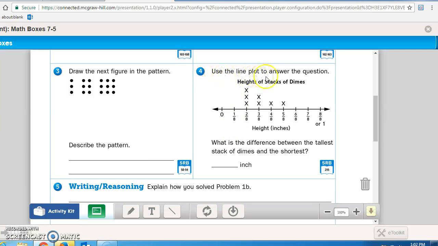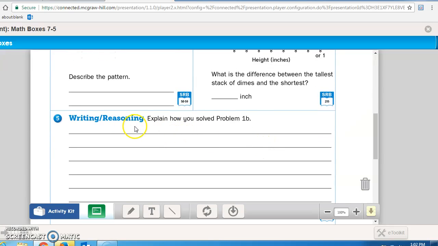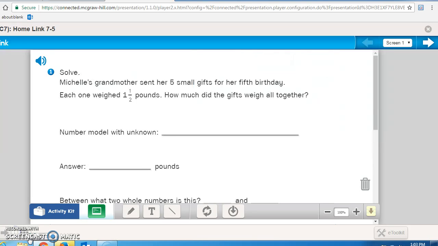Remember, when you need to pause the recording at any time during the math boxes, you should hit the pause button. Draw the next figure in the pattern, and then describe in words the pattern. Number 4 asks you to use the line plot to answer the questions. What is the difference between the tallest, well, the tallest one's right here, and the shortest? Well, difference means you're subtracting. And then finally, write the written answer for how you solved problem 1B. Pause the recording now, finish this page, and then go up and check it in the math journal. The final thing for this lesson is Math Masters, page 271. If you need it read to you, please continue to listen. If not, pause it, bring it up to me when you're done, and you will be done.